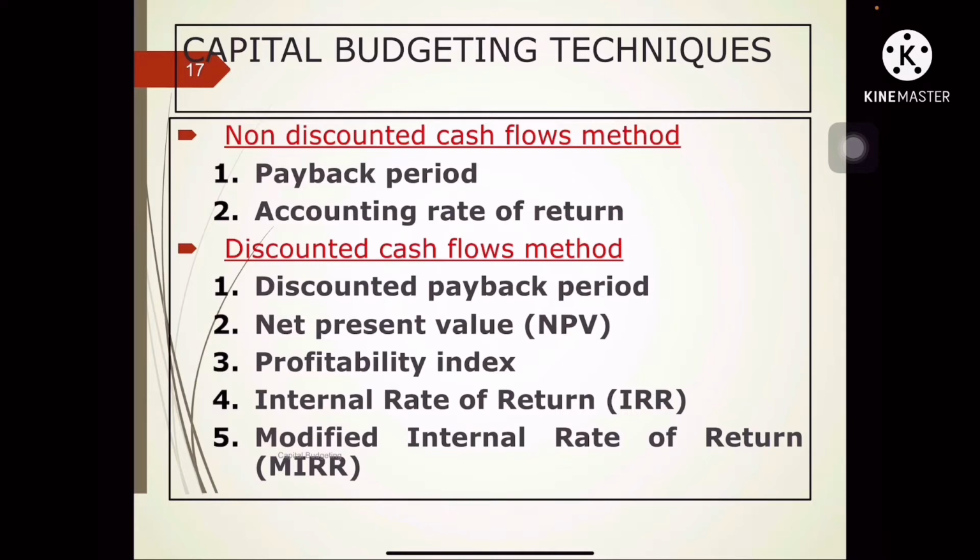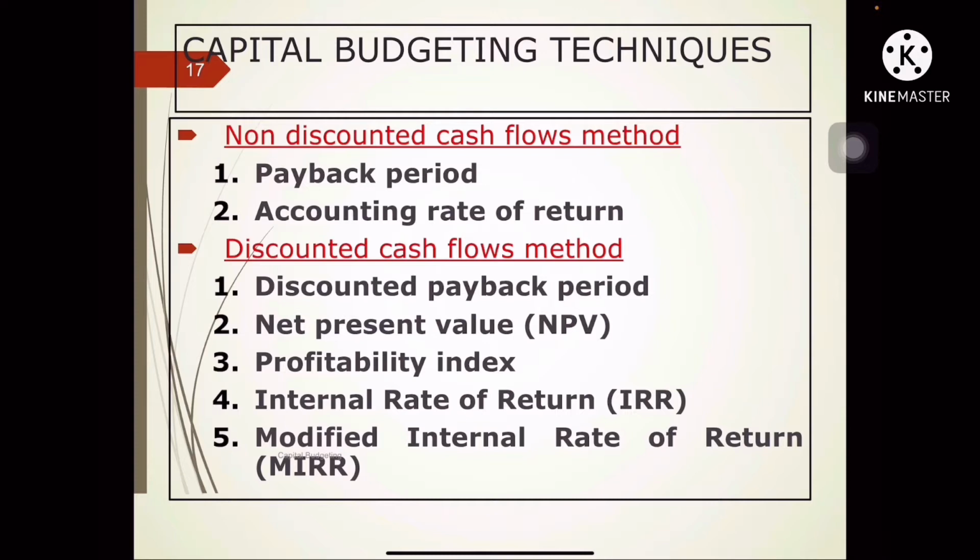For the non-discounted cash flow method, it does not consider the timing of return or time value of money. We have two. Number one is payback period and the other one is the accounting rate of return. And for the discounted cash flow method, we are going to consider the timing of return or time value of money. So we have 5 methods over here.